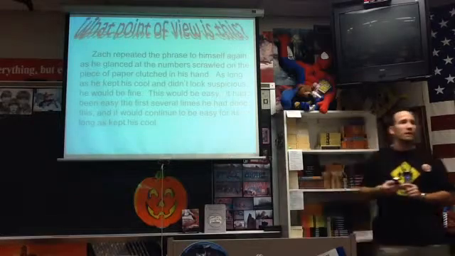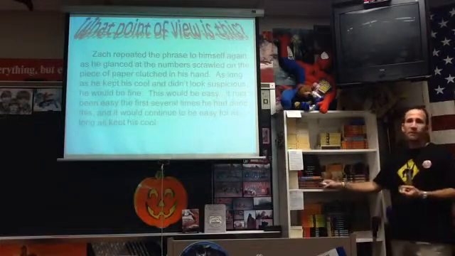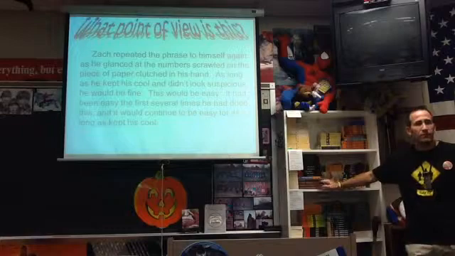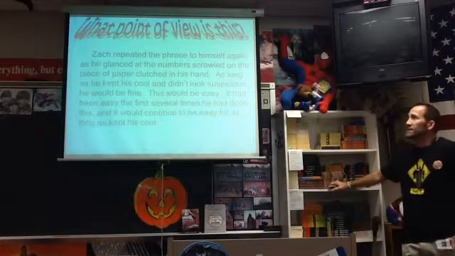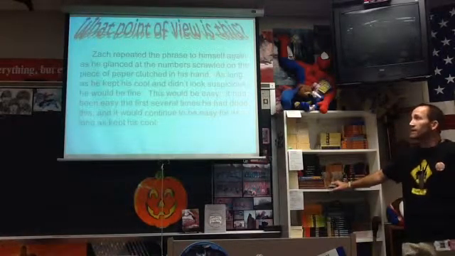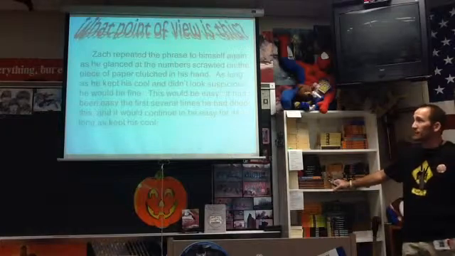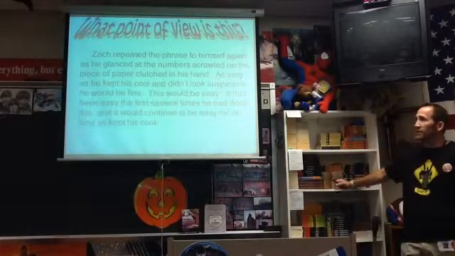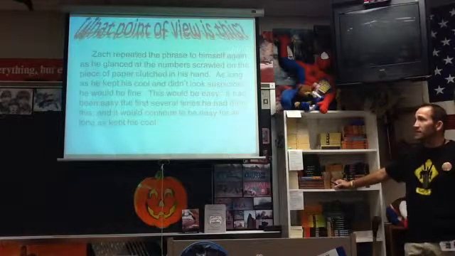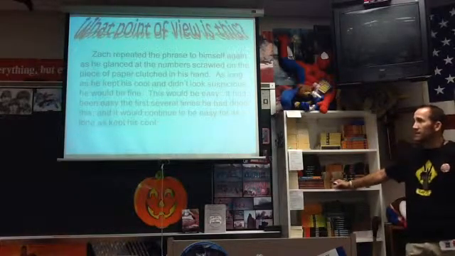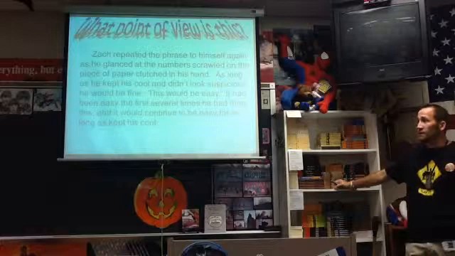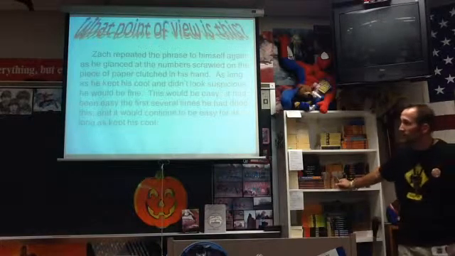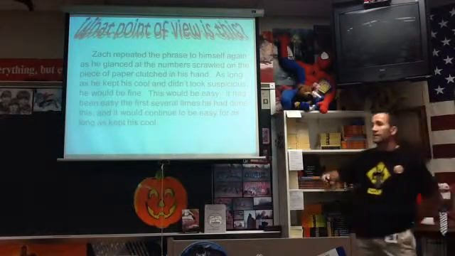Here we're going to take a look at a couple different examples. I want you to see if you can figure out which point of view this is. It says, Zach repeated the phrase to himself again as he glanced at the numbers scrawled on a piece of paper clutched in his hand. As long as he kept his cool and didn't look suspicious, he would be fine. This would be easy. It had been easy the first several times he had done this, and it continued to be easy for as long as he kept his cool. Atkinson?